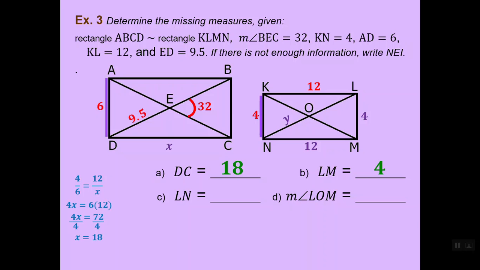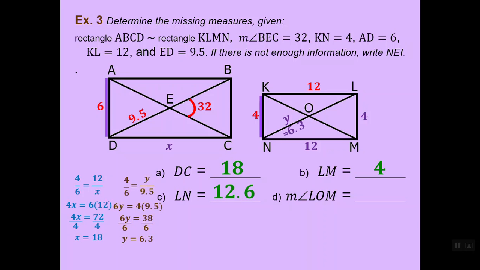So I'm going to call NO Y because it's a new variable and I need to figure that out. And then I'm going to do the same thing. I'm going to use my proportion 4/6 and I'm going to use Y and 9.5. And then I'm going to solve that and come up with Y is 6.3. Therefore, NO is 6.3. If we're looking for the entire diagonal, we know that it's going to be double because a rectangle has its diagonals bisecting each other. Therefore, 12.6 is the length of the entire diagonal.